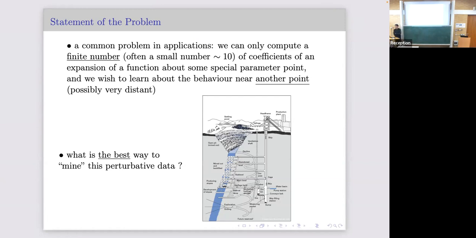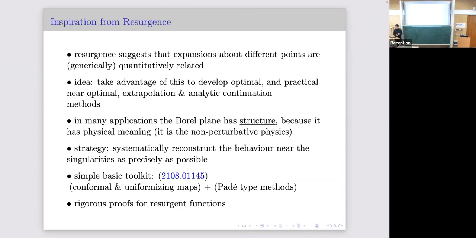So what can you do? And what's the best thing you can do? This is a difficult question. It hasn't been addressed much in mathematics. And it's clearly very much motivated by problems in physics. Using ideas from Resurgence, it turns out you can develop better tools, and it's actually surprising just how much better. They call it mining perturbative data because as a physicist, you've got some finite amount of resources, and you want to get as much information, maybe non-perturbative information about a different point of expansion, from that finite resource.